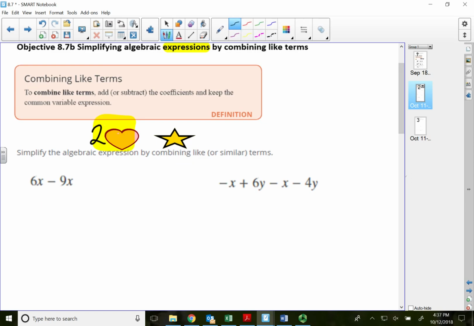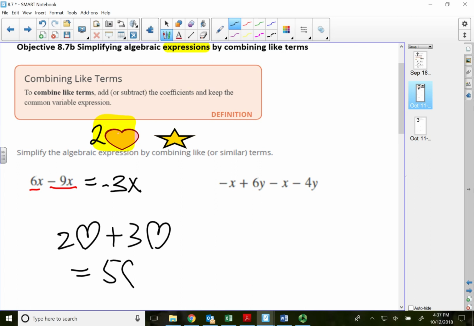All right, so how do we do this? Very simple, just add and subtract normally. If I have 6x, I need to subtract 9 more x's: 6x minus 9x. Terms with different signs, we subtract. Normally when I subtract 6 and 9, I get 3. Since I have more negative than positive, my answer is negative 3x. That's all it means. Just like if I have 2 hearts plus 3 more hearts, how many hearts do I have? 5 of them. That's 5 hearts.